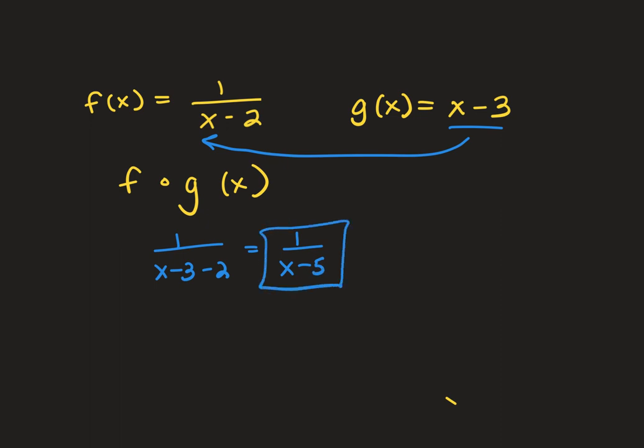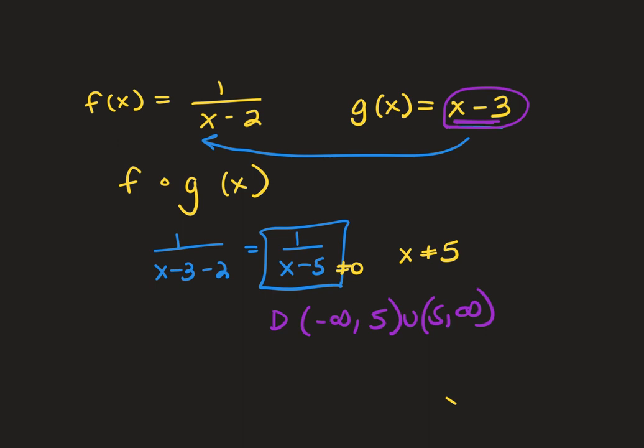The domain restriction here would be my denominator cannot equal 0, so x cannot equal 5. And then I would go to the g, because that's the one I plugged in, and there's no additional restriction. So the only restriction I have is from negative infinity to 5, and 5 to positive infinity. So again, I want to check the one I get as a result and the one you plugged in. If it was the other way around, if I had plugged f of x into the g of x, I'd get the result, but then I'd also come back here and say x can't equal 2.